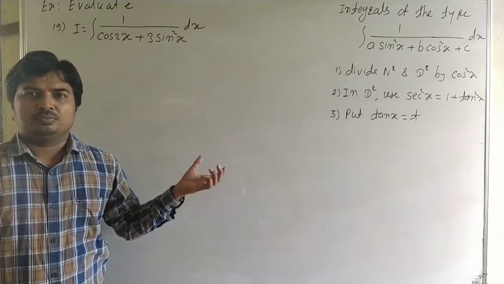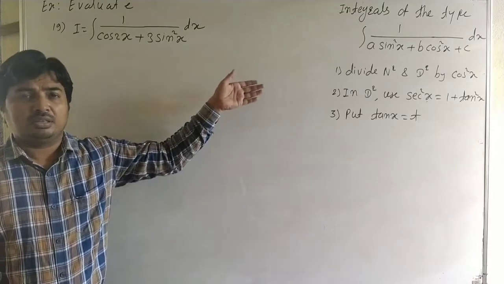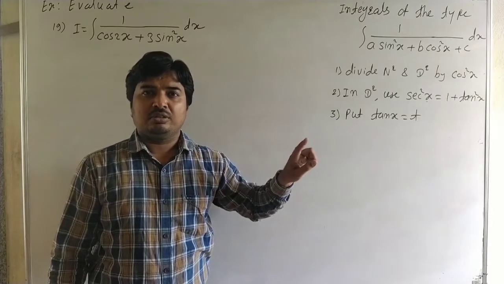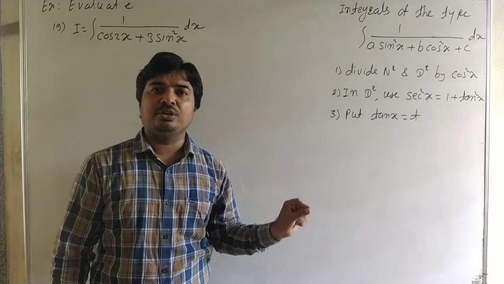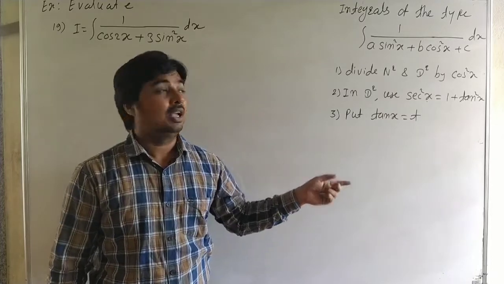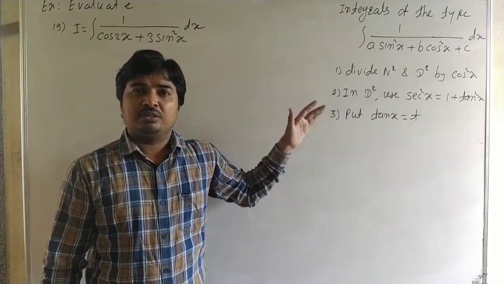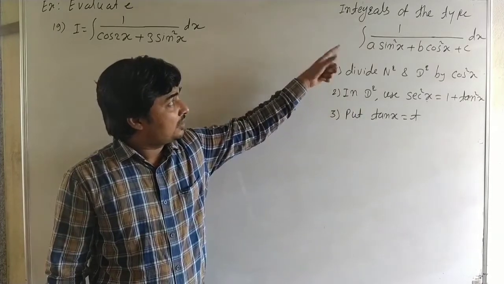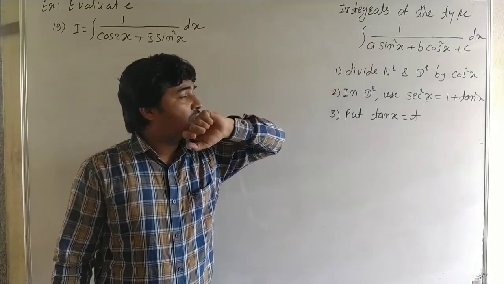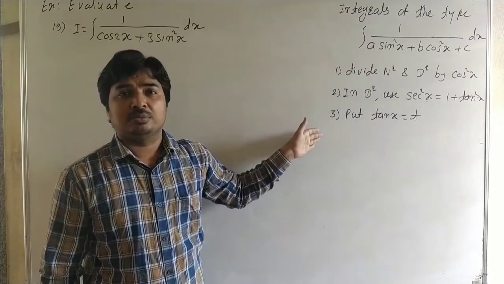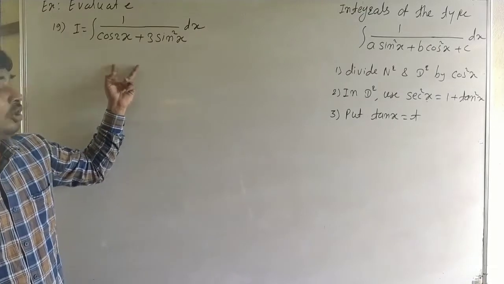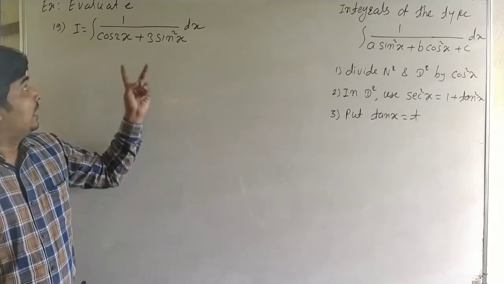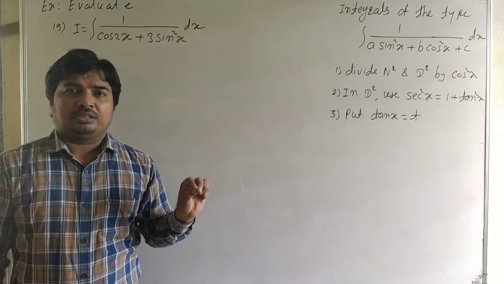Then how to solve all types of examples? For a sin x plus b cos x upon c sin x plus d cos x, the method is: numerator is equal to a into denominator plus b into derivative of denominator. For 1 upon a quadratic function, complete the square and apply the formula. For this type, a sin square x plus b cos square x plus c, we use these 3 steps. But this example is not in the type of the examples. Then how to solve?